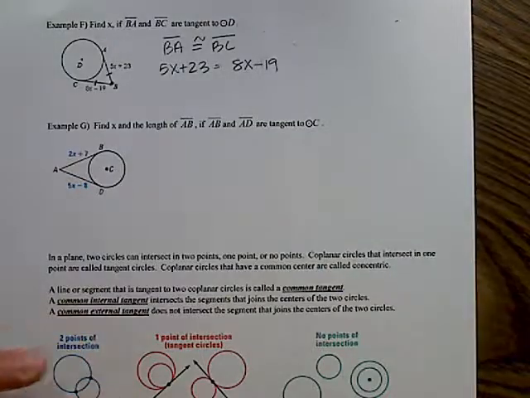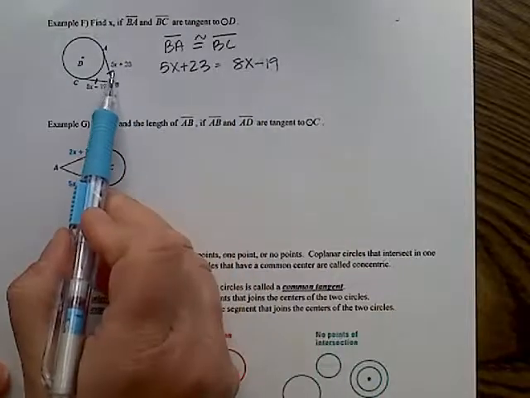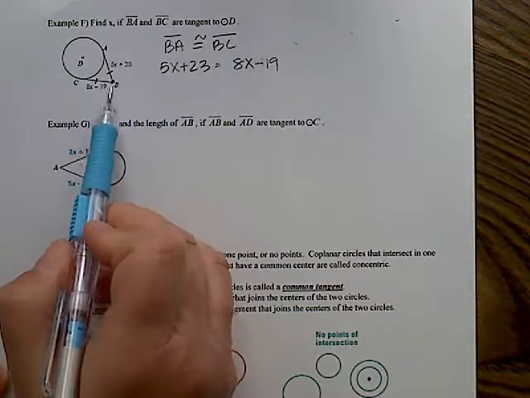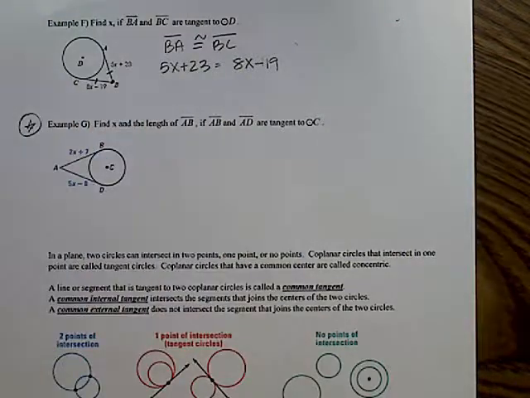In order to solve for x. Now, once I find the value of x, I can always substitute it back into one of the expressions to find the length of each of those segments. And that's what it asks you to do in example G. In example G, you want to find the value of x, but then you also want to take that value of x and substitute it into the expression to find the length of segment AB.